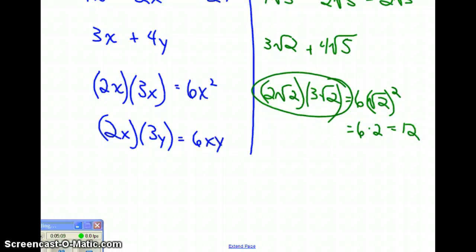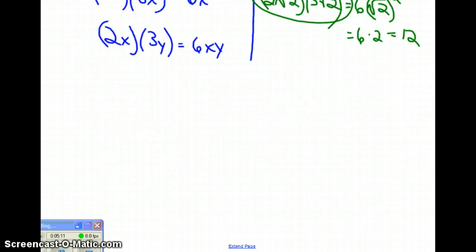What if you don't have like bases? What if you have something like this? I still get 6 times the square root of 2 times the square root of, let's say, 5. Because they're different radicals. X is different than y. Well, you can do this. That's 6 times the square root of 10. But it's the square root of 10, a simple answer.